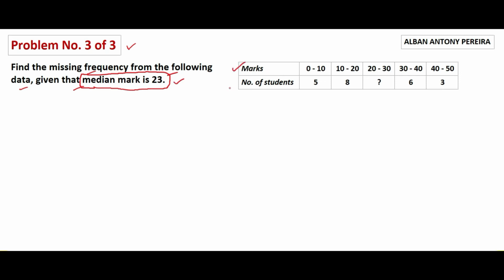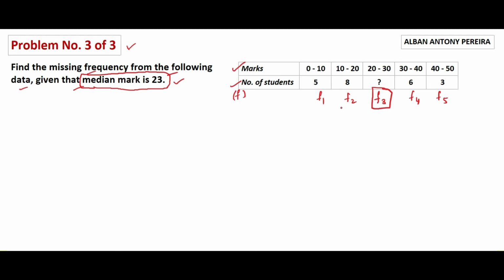Then we are given marks and number of students. Number of students here is the frequency. We can see one frequency is missing, which is frequency 3. Frequency 1, frequency 2, frequency 3, 4 and 5. Out of that, the third frequency is missing. This is the importance of the question.